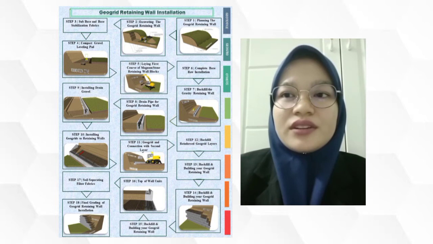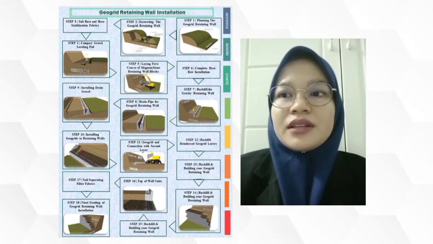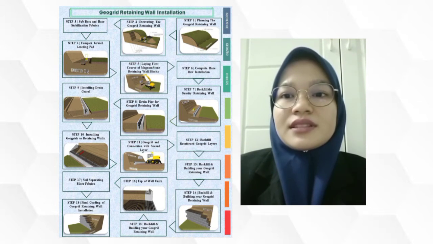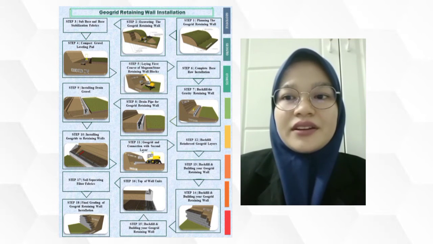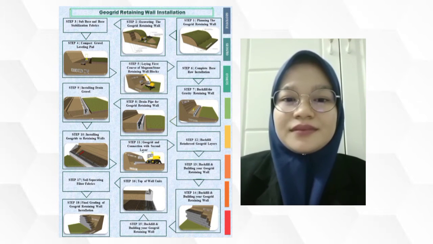Step 11. Geogrid and connection with second layer. Place the geogrid as far forward on the magnum stone unit as possible without revealing it on the face. Make sure each unit is installed against the unit next to it, leaving no gaps between unit joints. Use tape or backfill material to maintain the tension of the geogrid during backfilling. Do not drive equipment directly on top of the geogrid.